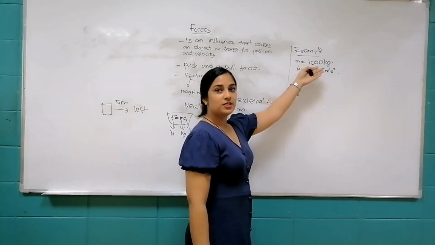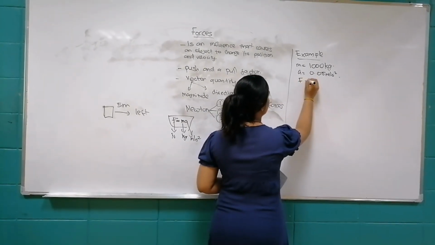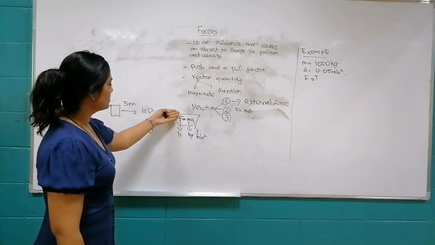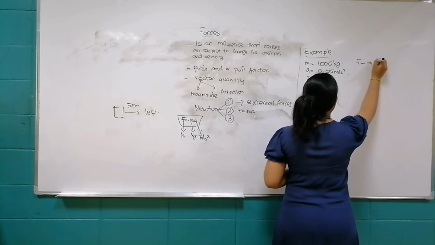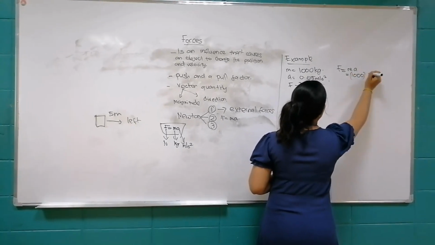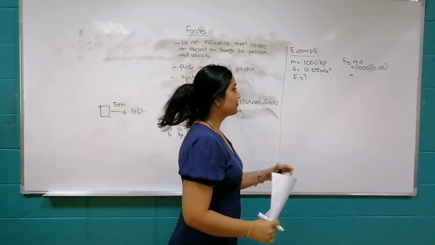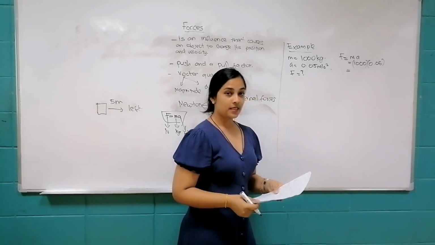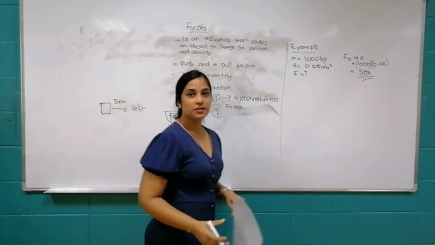So we are given a mass of 1000 kg and acceleration of 0.05 meters per second square. We have to find force. We can use the formula F equals ma, because mass and acceleration are given, where mass is 1000 kg and acceleration is 0.05. Press on your calculator 1000 multiplied by 0.05, which is 50 newtons. So Ranil needs 50 newtons of force to push his car.